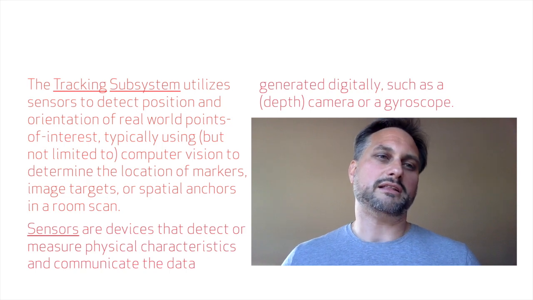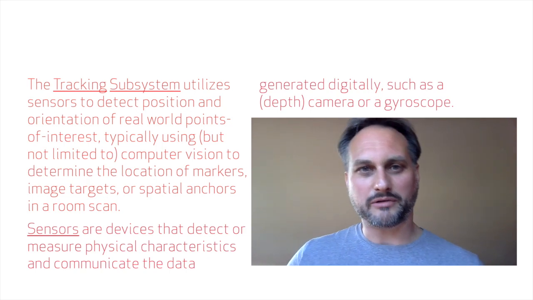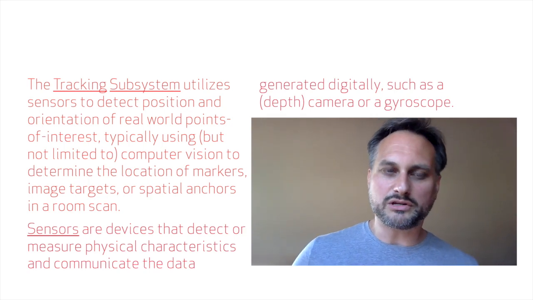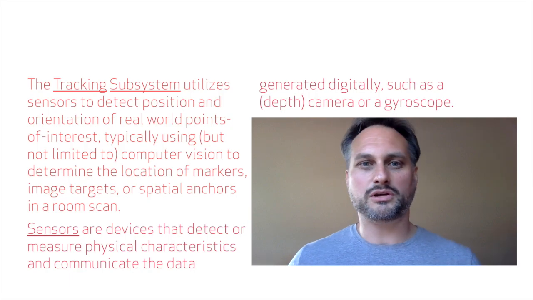Tracking subsystem is another key component that you would find in an augmented reality system. The tracking subsystem utilizes sensors to detect position and orientation of real-world points of interest. Typically that involves computer vision to determine, for example, the location and orientation of markers, or markerless technology, trained image targets, or if there's a depth sensor available, or if there's other SLAM technology in the device, spatial anchors that come from a room scan, so the actual 3D position in an indoor environment.